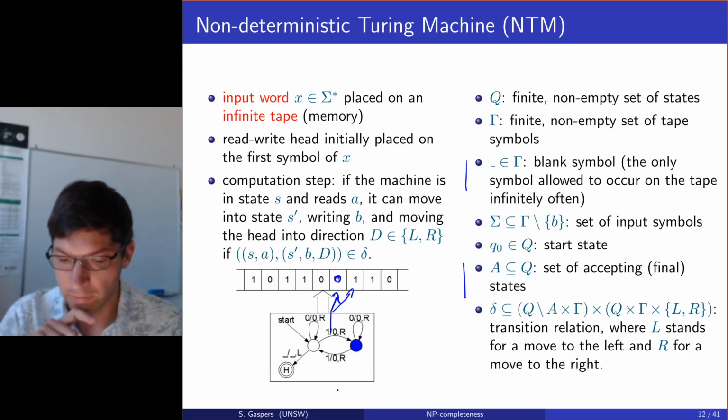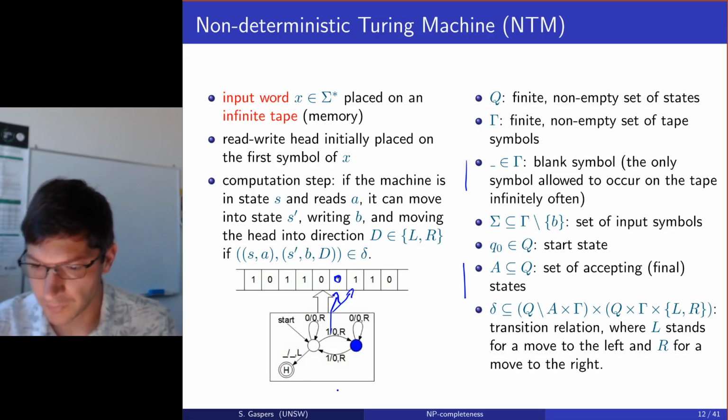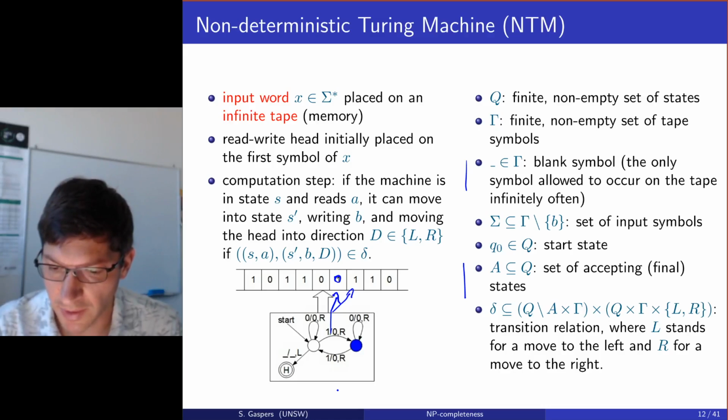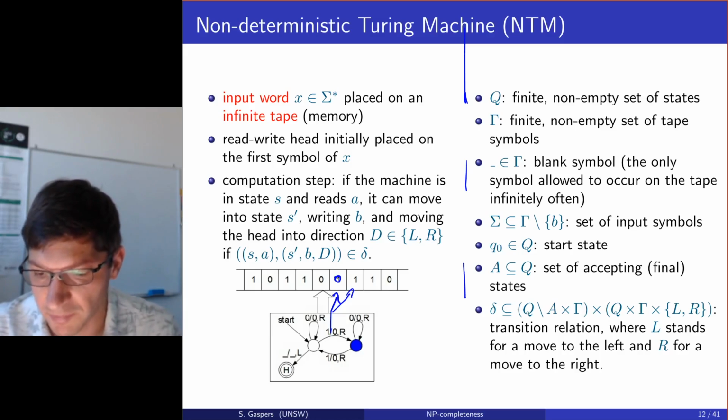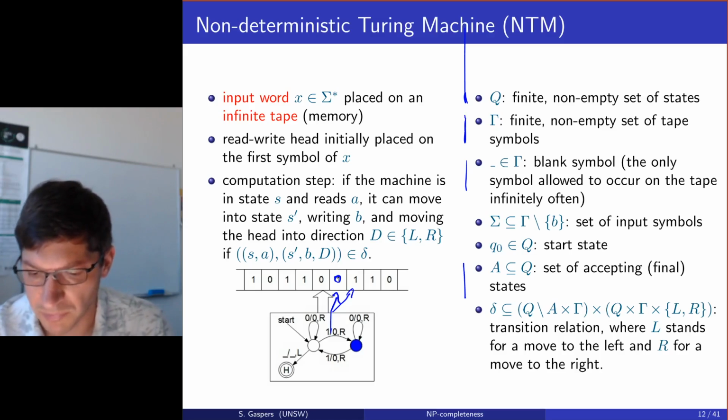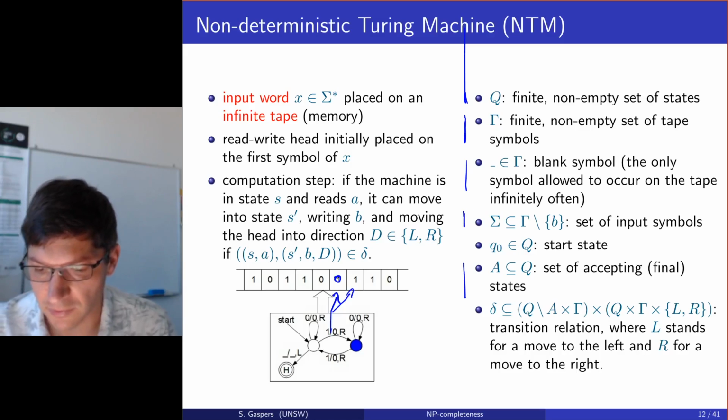Okay, so more formally, our Turing machine will have a set of states. It can work with some symbols. These are all the symbols it can work with. The input symbols might be a subset of this.